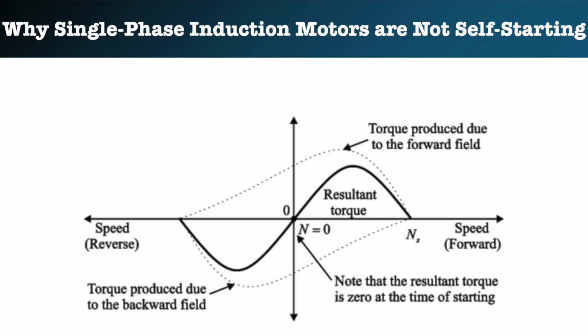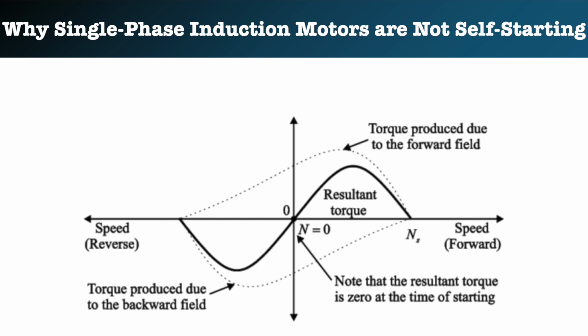To make the induction motor self-starting, it is necessary to produce a rotating magnetic field, and in order to do so, there should be at least two magnetic fields, and these two magnetic fields should satisfy the following condition. The magnetic fields should be shifted by 90 degrees with respect to each other in space, that is, if one flux is horizontal, then the other one should be vertical.